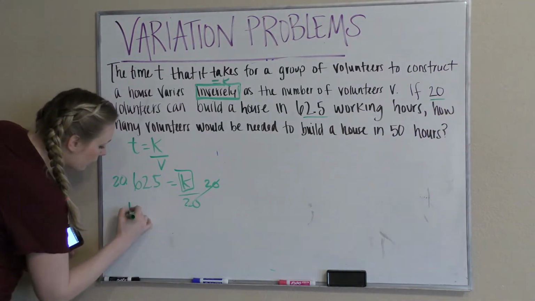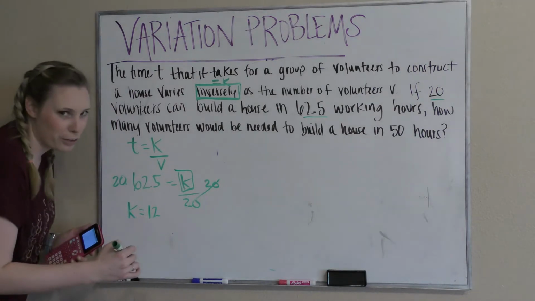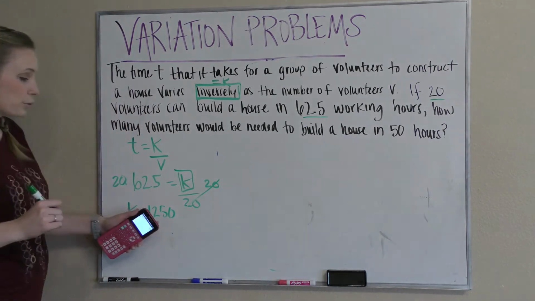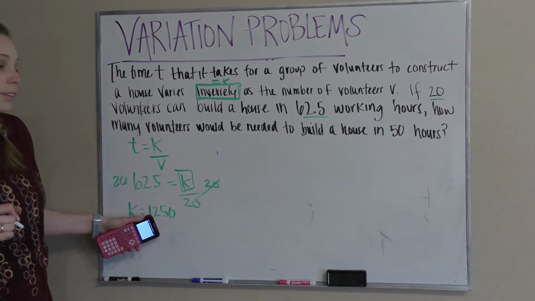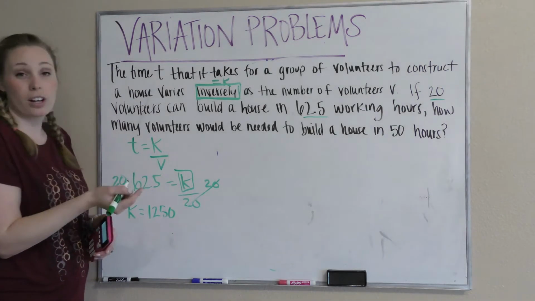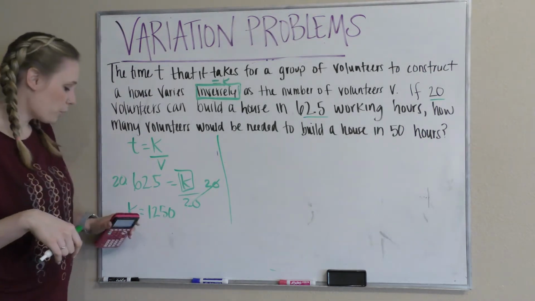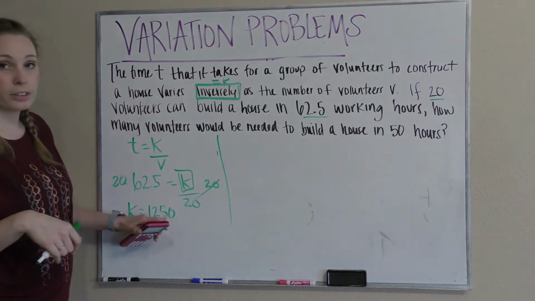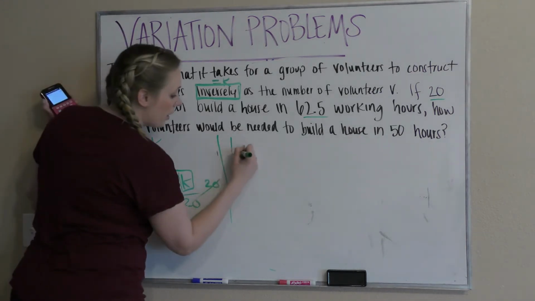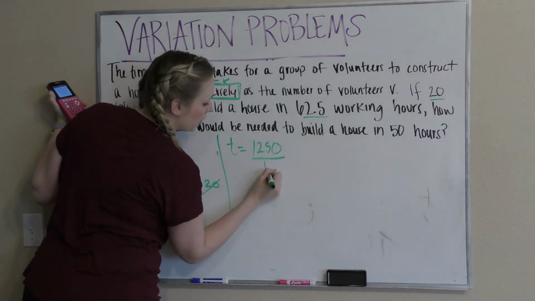So k equals 1,250. Not 12,050. That's a much bigger number. Equals 1,250. One thing that you'll notice is that k doesn't have units. It's a variation constant. Okay, so k is 1,250, and now we can write an equation. So our time is going to equal 1,250 divided by v.